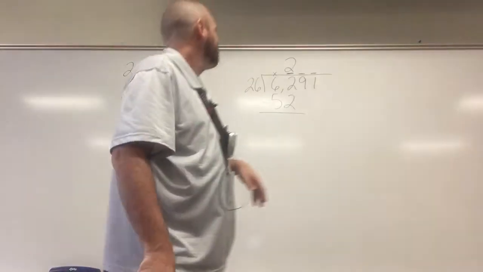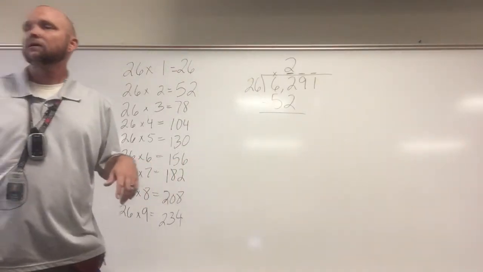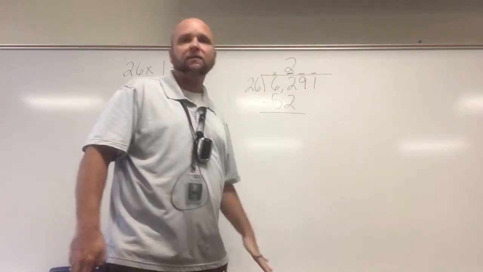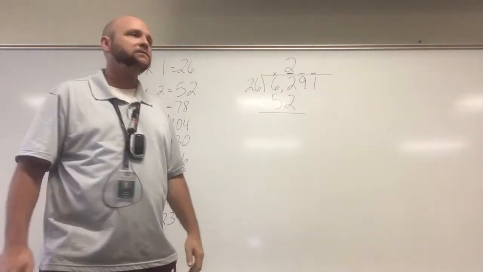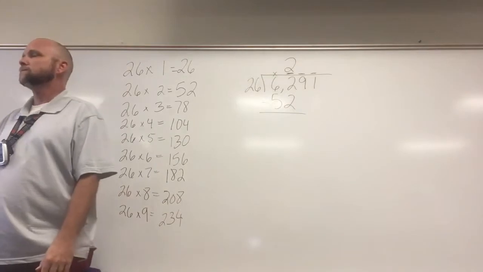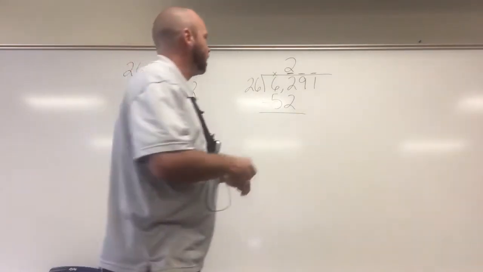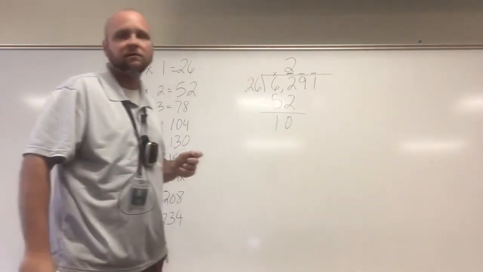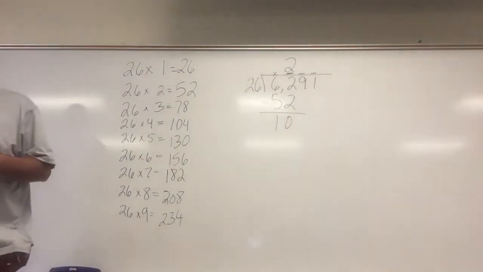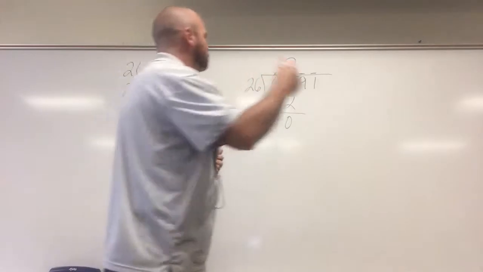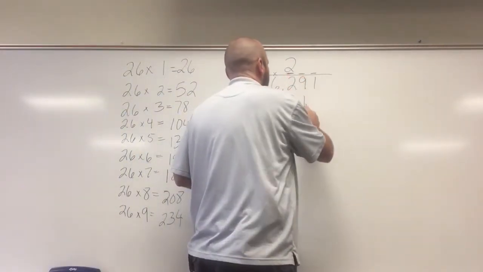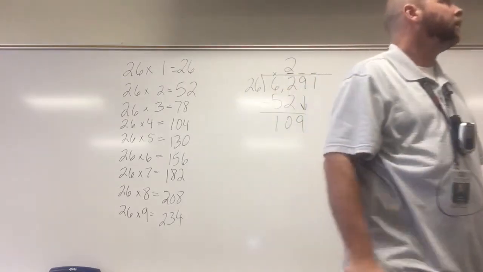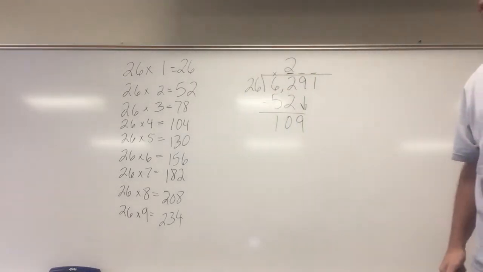26 times 2 is 52. Okay? So I multiply, I subtract. 62 subtract 52 is 10. After I subtract, if there is another number to bring down, I bring it down.